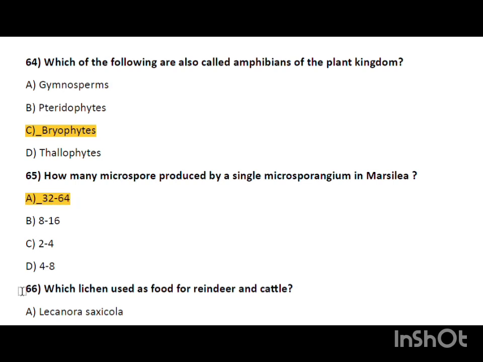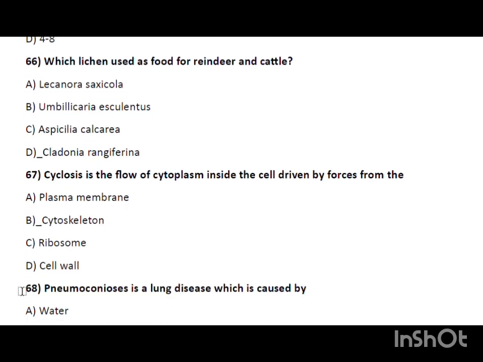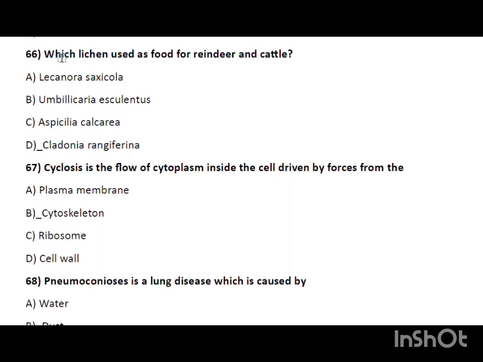Then question number 66. Which lichen is used as food for reindeer and cattle? Option A Lecanora saxicola, option B Umbilicaria esculenta, option C Aspicilia calcarea, option D Cladonia rangiferina. The correct answer is option D Cladonia rangiferina.